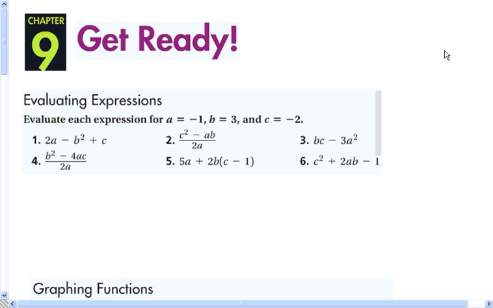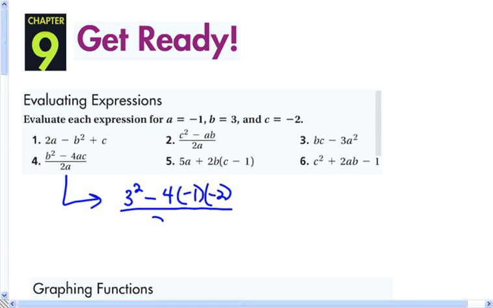So I'm going to pick one that I think is important. This one's kind of important that you're able to evaluate something like that. And all we're going to do is substitute the values in. So we're going to do 3 squared. If it's a positive number, I'm not going to use parentheses, but when I'm squaring things, if it's a negative number, I better use parentheses. So we're going to do negative 4 times negative 1 times negative 2, substituting in those values for A, B, and C.